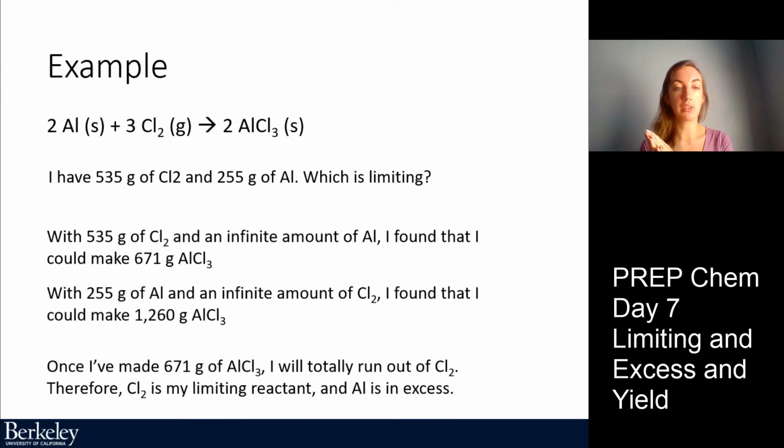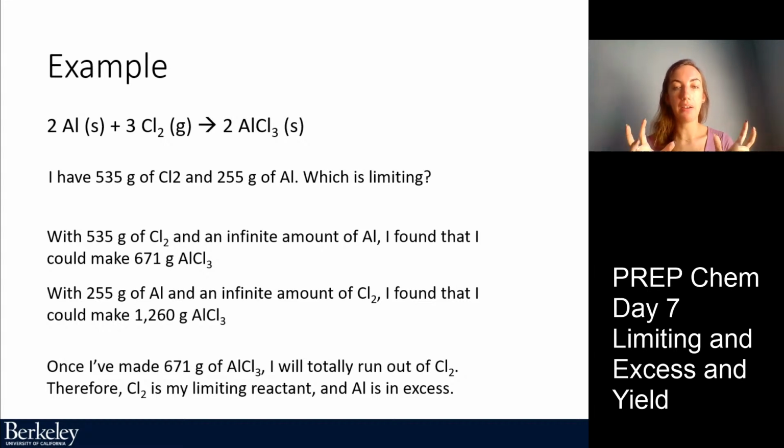So I convert 255 grams of aluminum to moles. I use my stoichiometric coefficients to figure out how many moles of AlCl3 I can make, and then I convert that back to grams. And I found out that by the time I've used up all of my aluminum, I will have made 1,260 grams of AlCl3. So that's the hard part. Those two steps involve a lot of math. You have to convert from mass to moles, use your stoichiometric ratios, and then convert back to mass.